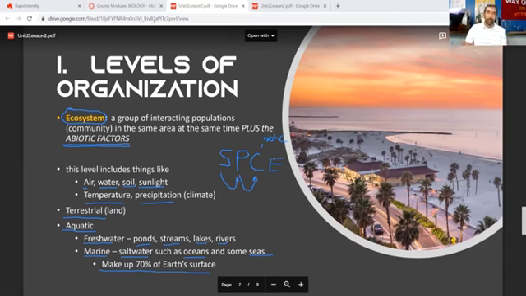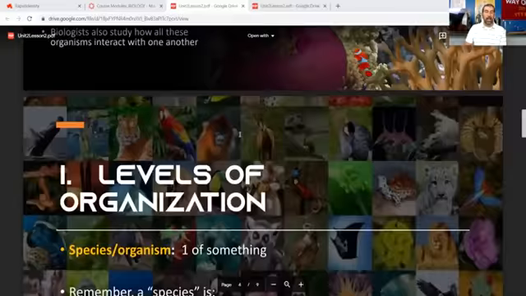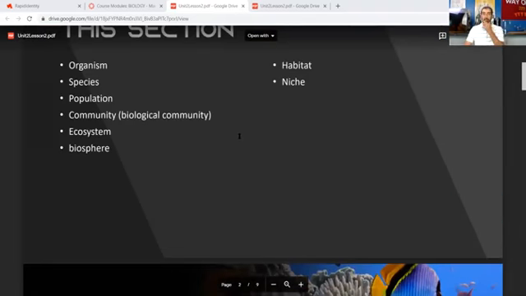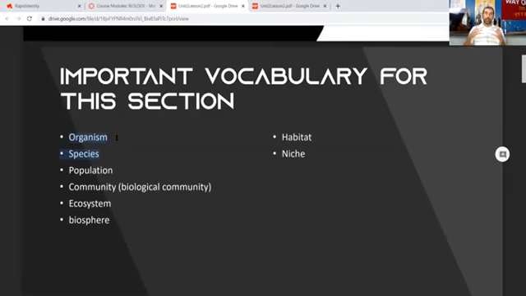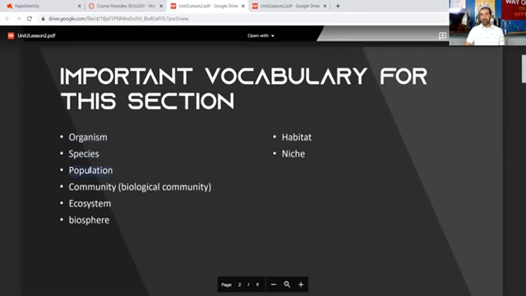So all this today is just simple levels of organization, how we organize things from the simplest to the most complex. One of something is an organism or a species. You have two or more of the same species together at the same time in the same area, then you have a population. If you have a population of cats interacting with a population of dogs in the same area at the same time, then you have a community.